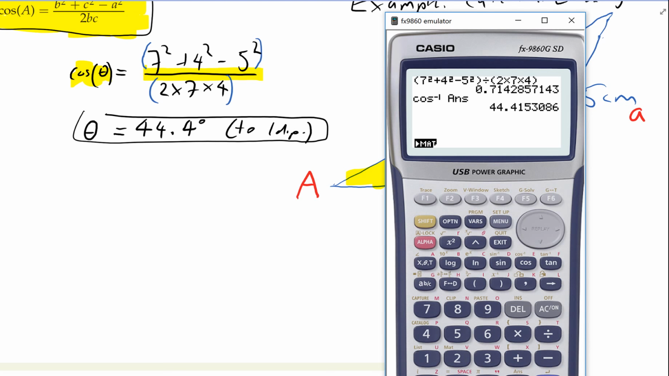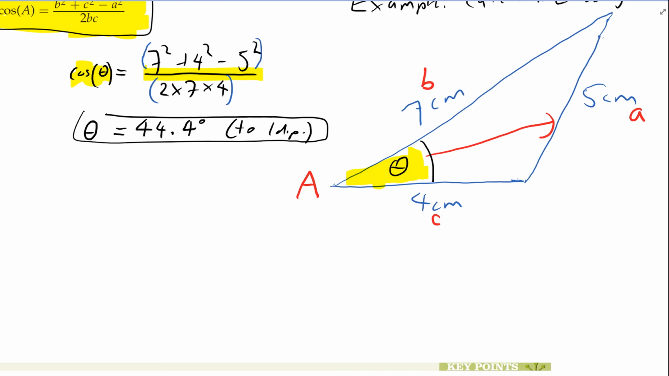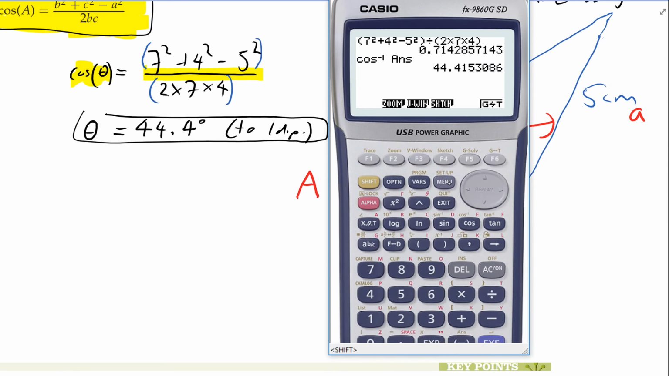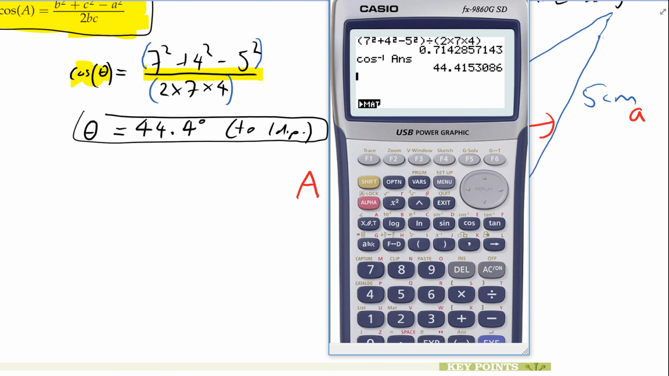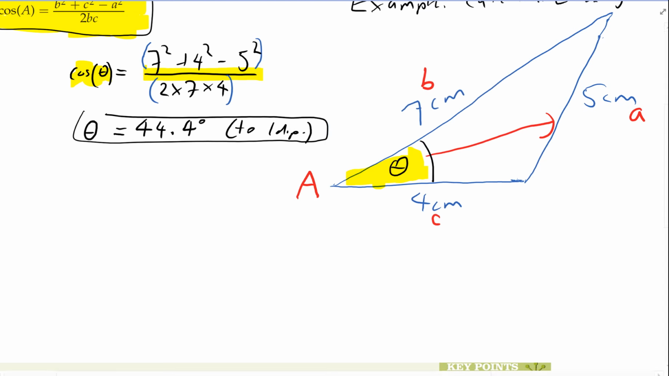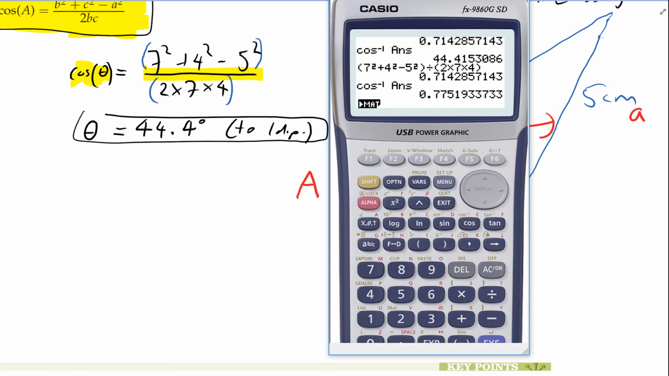If we wanted it in radians, we could have done it in radian mode. So if we actually convert into radian mode, I go Shift menu and then scroll down, change degrees to radians by going F2, and hit exit to go back. And if I hit equals like this, now in radian mode, when I go shift cos of the answer now, it's going to give it to me in radians, so 0.775 radians.